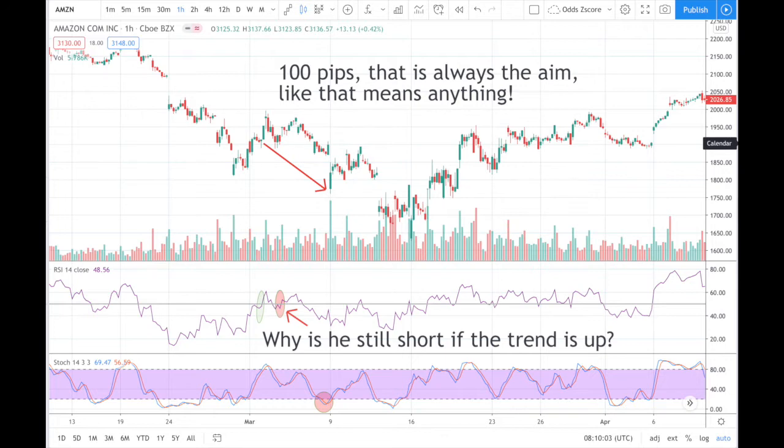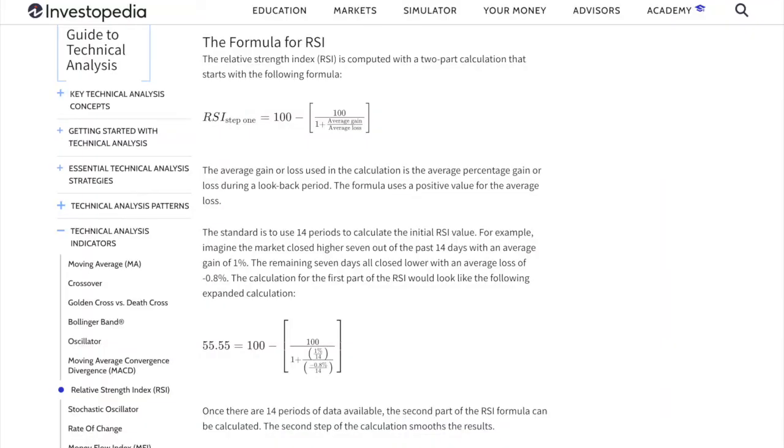Now looking at the theory, the relative strength index, the RSI, is a momentum indicator that measures the magnitude of recent price changes to evaluate overbought or oversold conditions in the asset price. Being a momentum indicator, we can definitely use it as a filter to determine the trend. But he's sort of mixing filters and triggers.